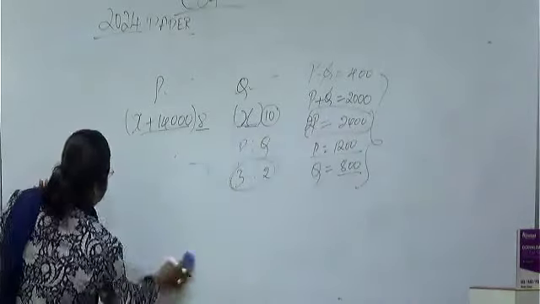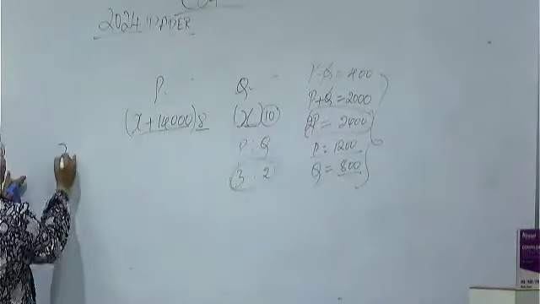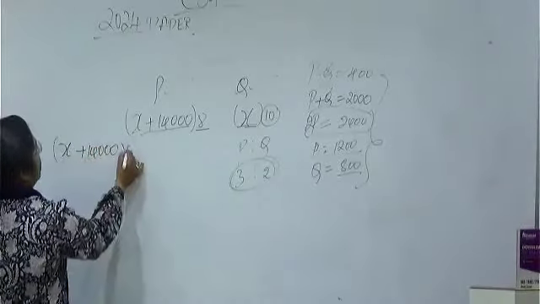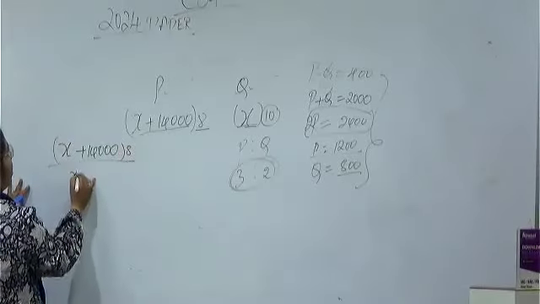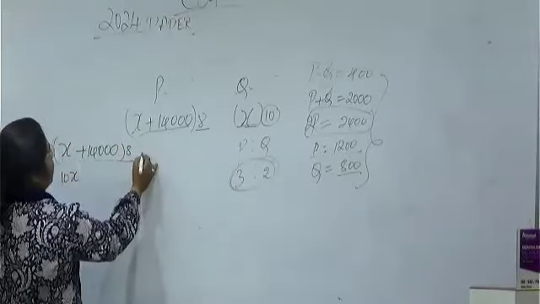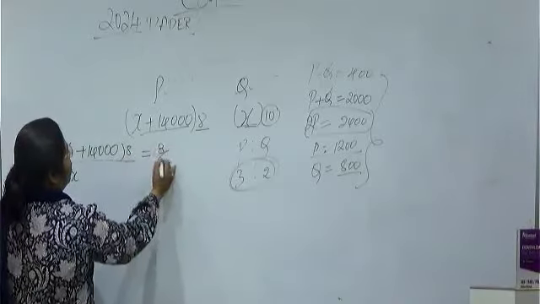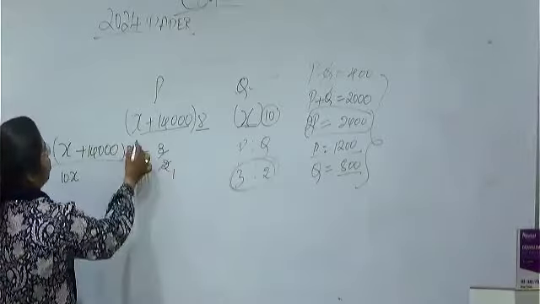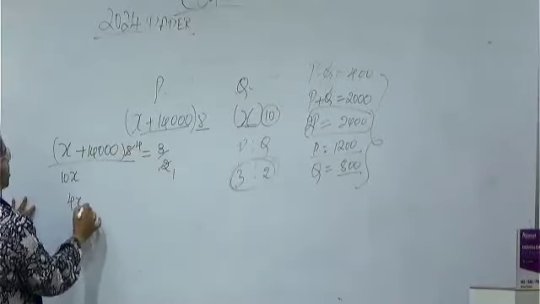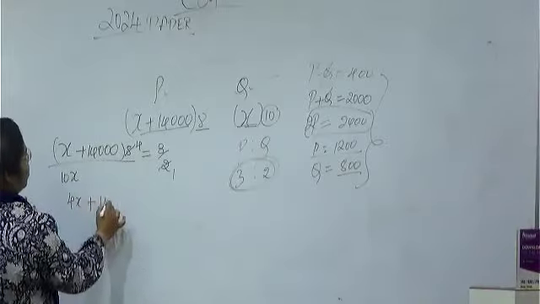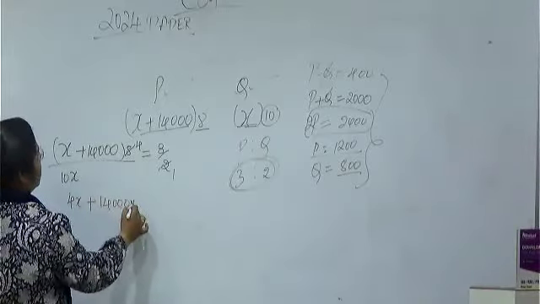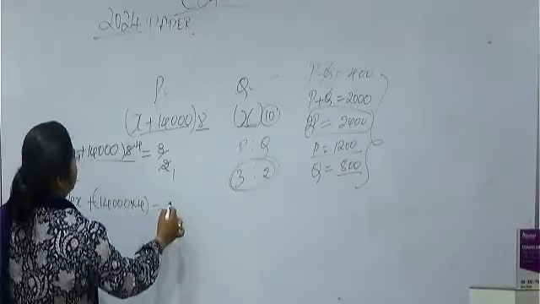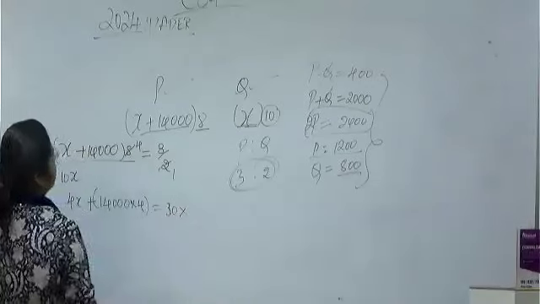Please do this calculation. Very easy it was. (X plus 14,000) into 8 divided by 10x is equal to 3 by 2. Then I can easily cancel this. 2 ones are 2, 4s are 4x plus 14,000 into 4, you keep it as it is, equal to 10 threes are 30x.